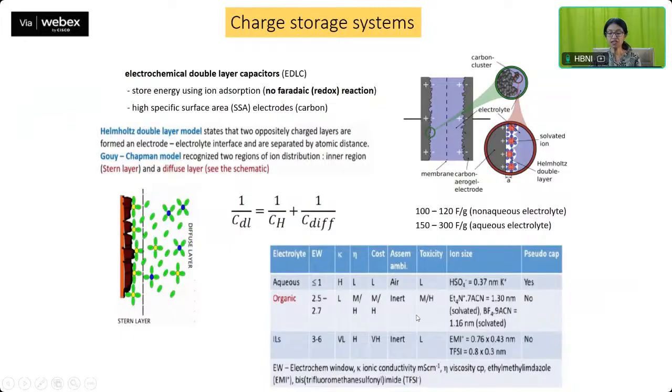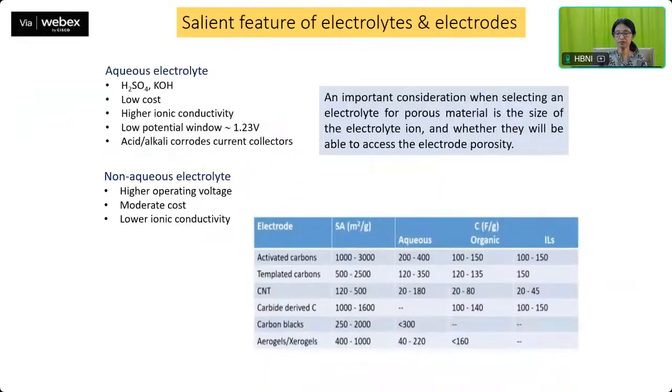So these are the different electrolytes and their cost and toxicity and ionic size. This table you can go through later at leisure. So what is the salient feature of the electrolytes and electrodes? In the aqueous electrolyte, you can have sulfuric acid, you can have potassium hydroxide, you can have an acidic electrolyte, or you can have an alkaline electrolyte.